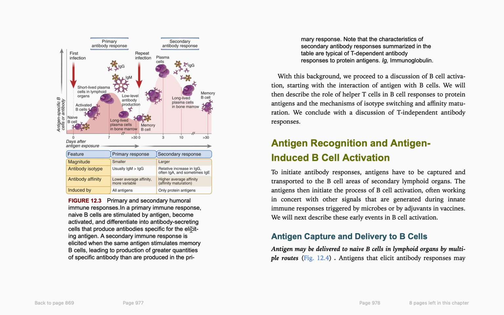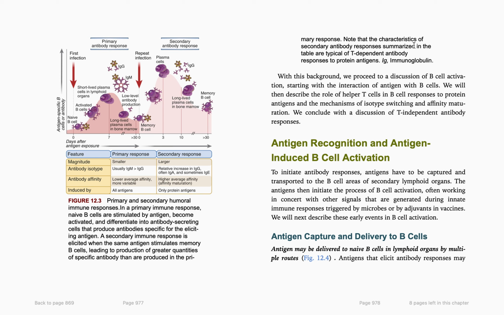Another figure here is figure 12.3, primary and secondary immune response. In the primary immune response, naive B cells are stimulated by antigen, become activated, and differentiate into antibody-secreting cells that produce antibody specific for the eliciting antigen. A secondary immune response is elicited when the same antigen stimulates memory B cells, leading to the production of greater quantity and more specific antibody than produced in the primary response.